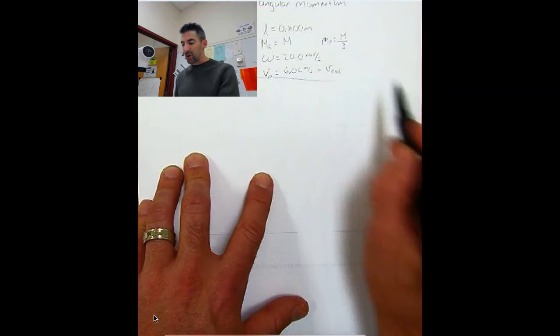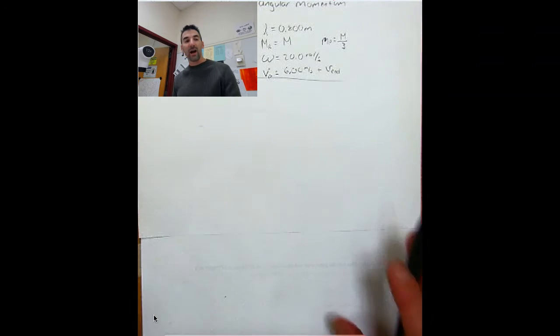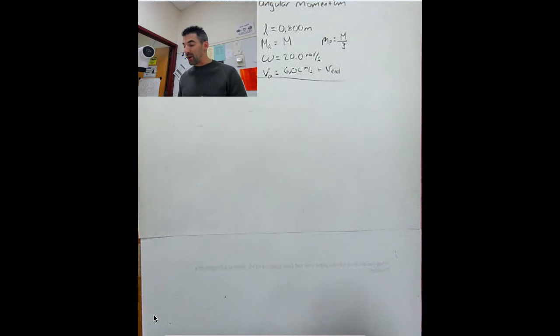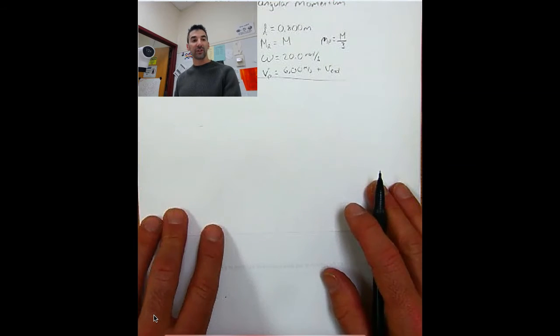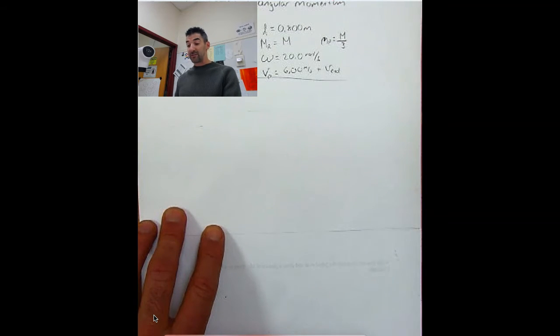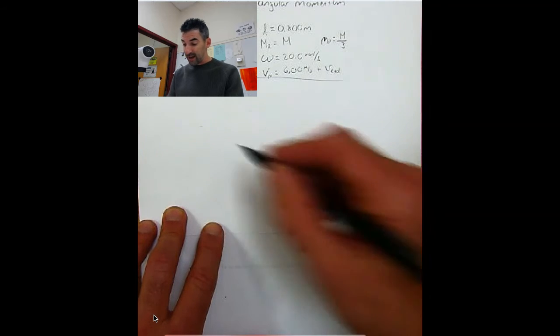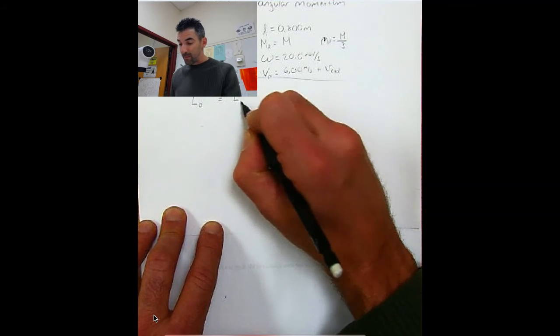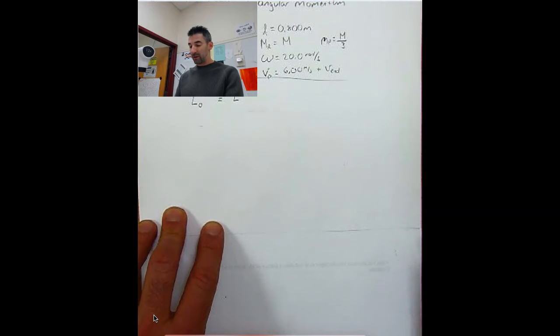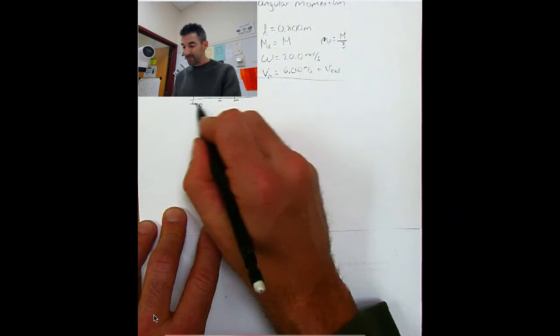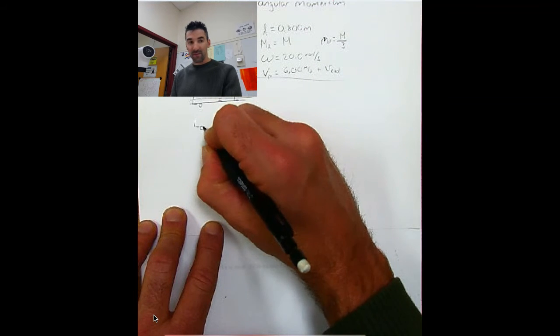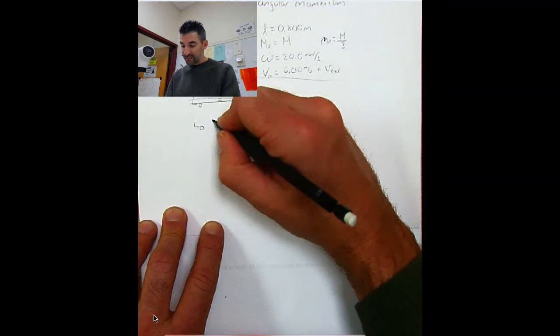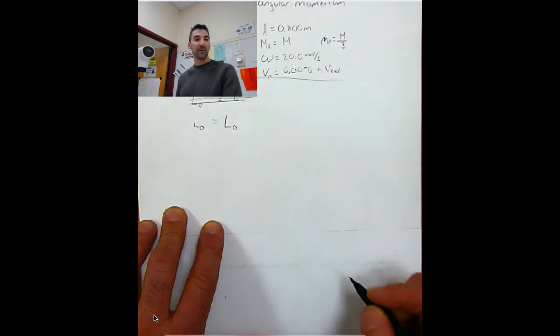So this is all the info I know. How am I going to handle and what exactly am I going to do with that? Well, I know according to the law of conservation of momentum, this just happens to be conservation of angular momentum, I know that my momentum before has to be equal to my momentum after.